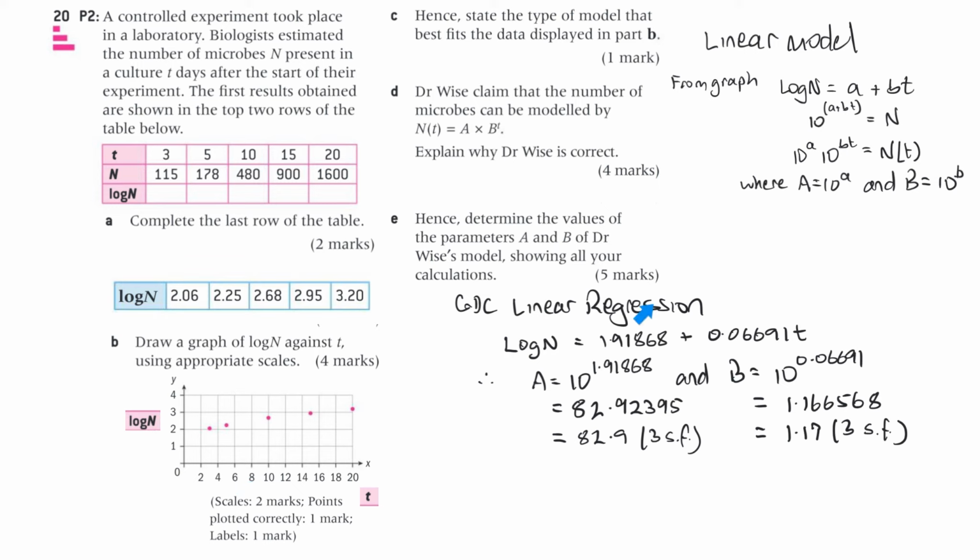Then we do the linear regression and it comes up with these values here, 1.91868 plus 0.06691t. So these values are separate, but from the calculator you just put them in as a plus bt here. So a equals 10 to that, and b equals 10 to this. So a equals 82.92395, or 82.9 to 3 significant figures, and b is 10 to the power of 0.06691, which is 1.166568, or 1.17 to 3 significant figures.